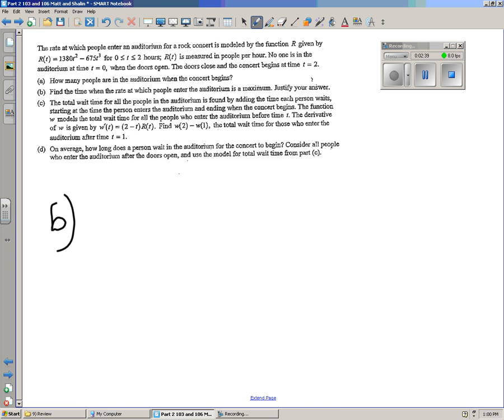B reads: find the time when the rate at which people enter the auditorium is a maximum. Justify your answer. So here we're given a rate, people per hour, and we want to maximize the rate at which people enter the auditorium. So obviously you're going to take the derivative of this function and then set it equal to 0. The original function is r of t equals 1380 t squared minus 675 t cubed, and you're going to take the derivative to maximize this rate.